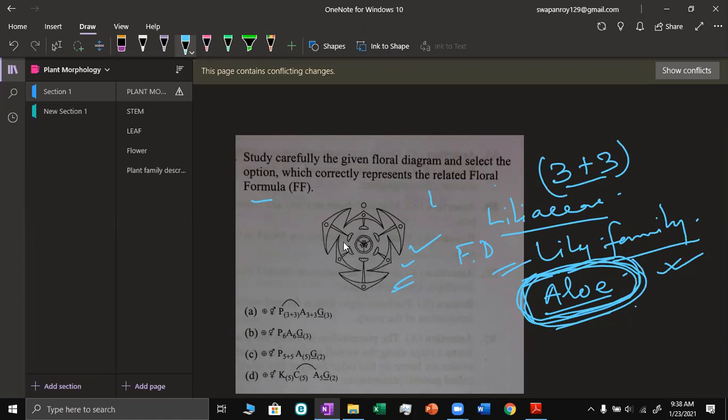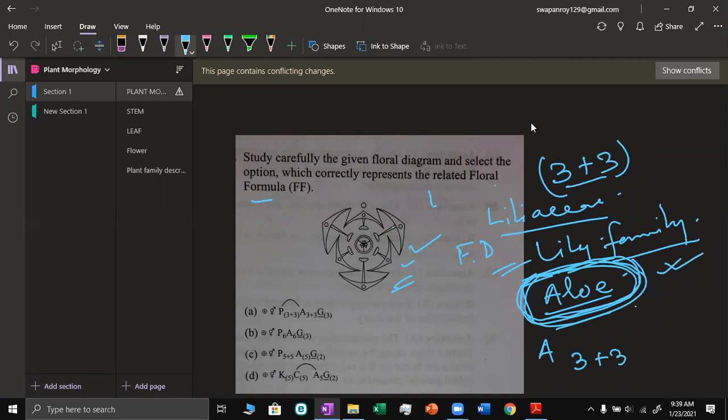These stamens are also epipetalous. Here it is showing that the anthers, with their filaments, are attached to the tepals, that is, to the perianth. And here also they are in two rings. So this androecium is also 3 plus 3.